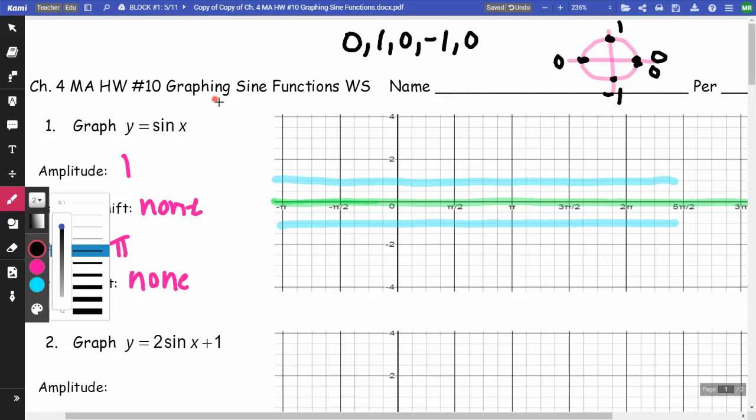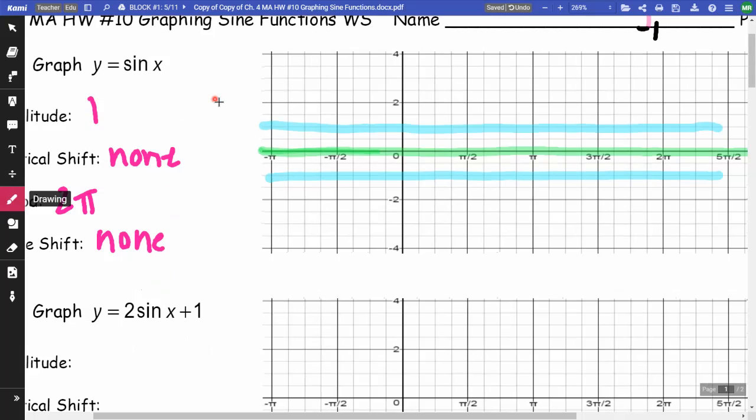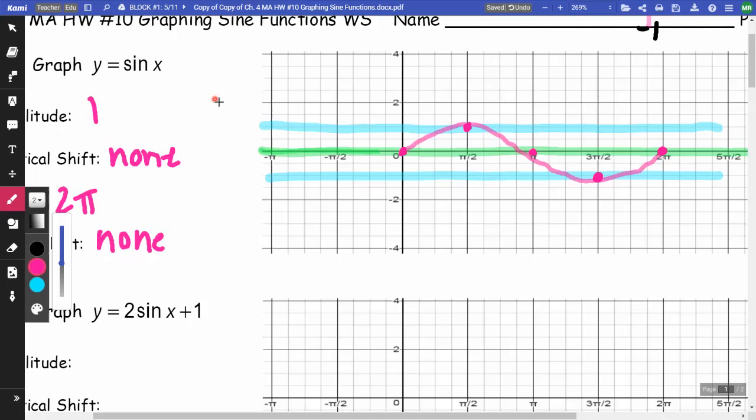So in this case, since this is just my basic sine graph, I am going from 0 to 2 pi, starting and stopping at 0, with a 0 halfway in between. Halfway in between those, I'm going to be up at 1 and down at -1. And then this is going to be my graph. And you only have to do 1 period of it.